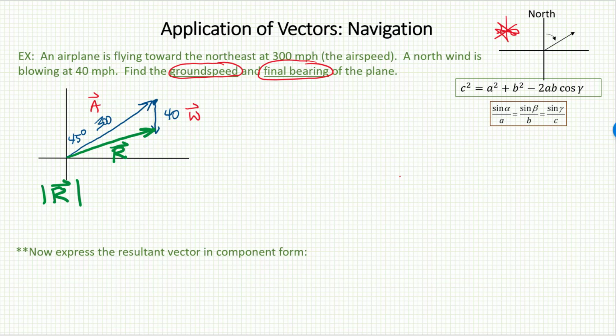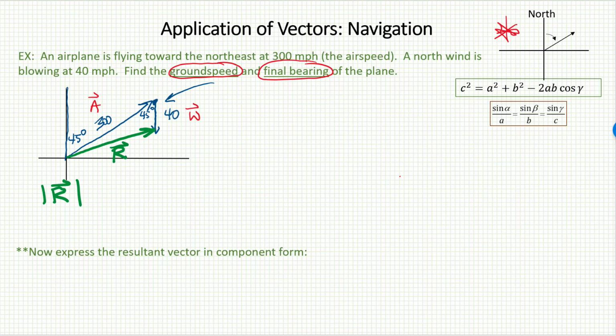Do you see that we also know this angle right here? It's all about geometry. Here is the y-axis. Vector W is parallel to it. Vector A is a transversal that cuts across, which means this angle here must also be 45 degrees. We're getting that from geometry. Well, that's great, because then I have an SAS situation in this triangle.